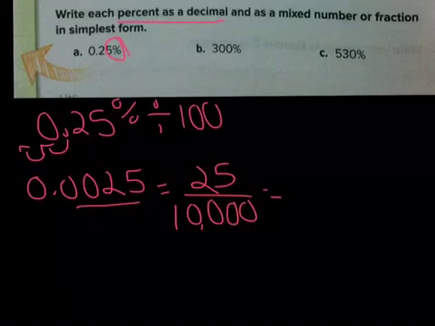And if you do, or you just want to use a calculator, you'll find that there's 1 at the top and 400 25s at the bottom. So it's 1 over 400. And those are your two answers. This is written as a decimal, and this is written as a fraction.